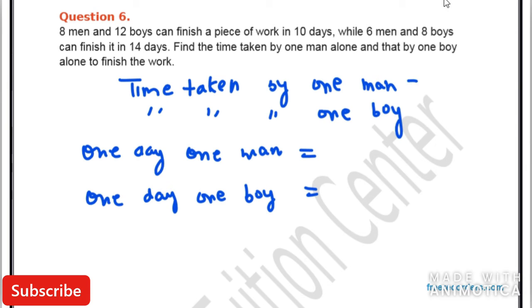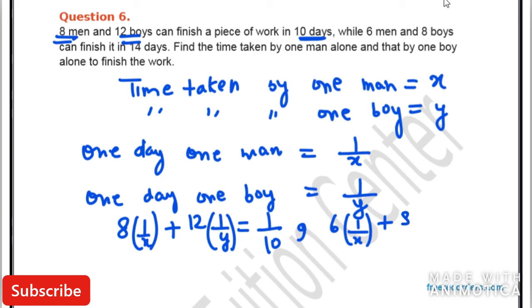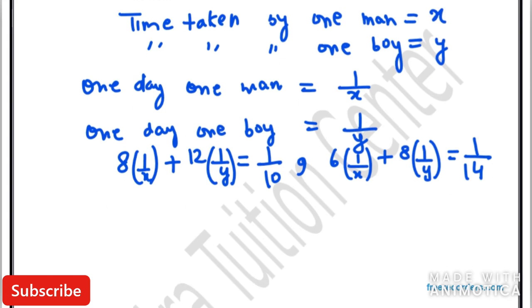So I will be taking time taken by one man as x and for one boy as y. Now we need to find for one day. So therefore it will be 1 over x and for boy it will be 1 over y. Now you can see here we have 8 men, then it says 12 boys. So 8 times 1 over x plus 12 times 1 over y, and they finish the work in 10 days. So therefore it will be 1 over 10. Now my next will be 6 times 1 over x plus 8 times 1 over y equals, they can finish the work in 14 days, so it will be 1 over 14.